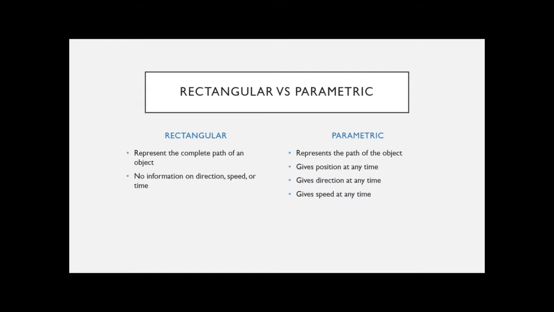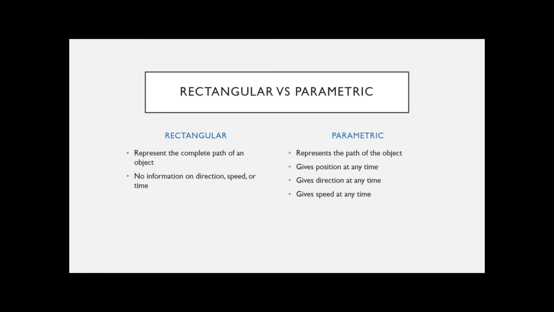So rectangular coordinates are what we normally use with x and y, and so parametric does give us some additional information, because with rectangular, all you have is the whole path. You don't know the direction that it went, you don't know how fast it was going, you don't know where it was at any point of time.